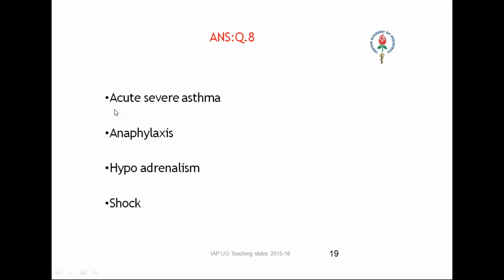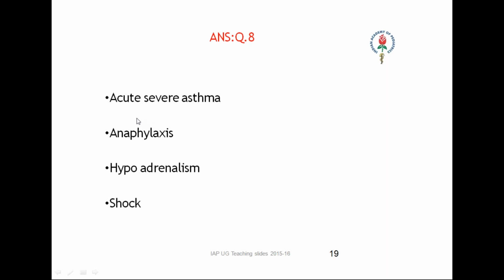In acute severe asthma we give steroids because that is nothing but aggravated inflammation, right? So acute severe asthma we give, anaphylaxis we give, hypoadrenalism like any Addisonian crisis where we are lacking mineralocorticoids, glucocorticoids and all those things. Any suspicion of congenital adrenal hyperplasia we give, and in shock we give. These are the possible indications. You just remember at least two: acute severe asthma and anaphylaxis.